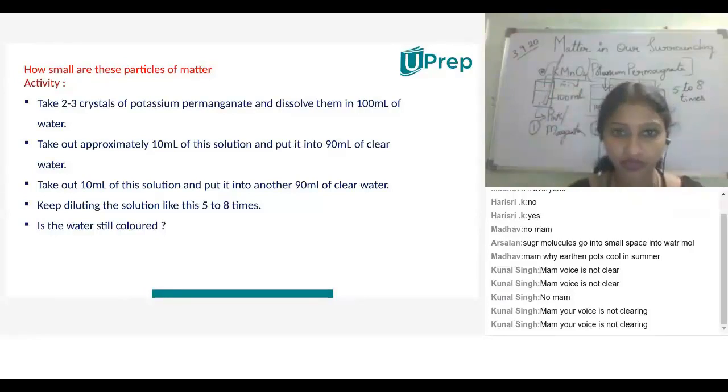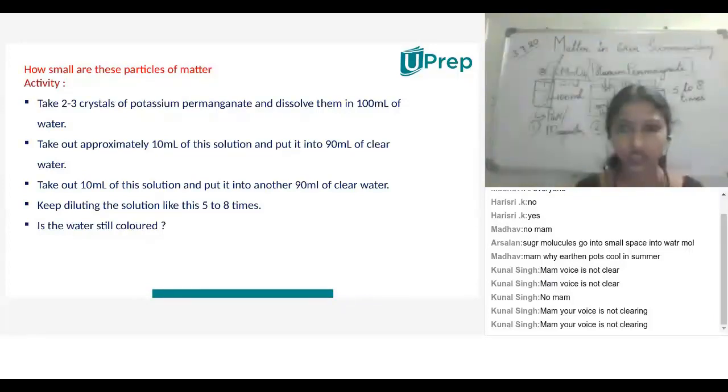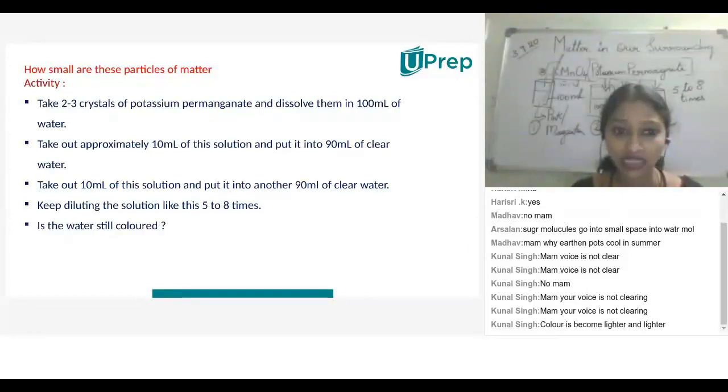KMnO4. Very good, Harishri. This potassium permanganate, we have added to the first beaker with constant stirring so that it completely dissolves. Now, what is the formula of potassium permanganate? KMnO4. Capital K stands for potassium, Mn stands for manganese, capital M, small n, and capital O.